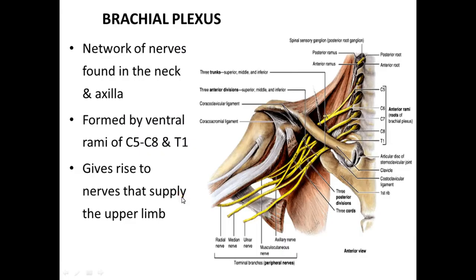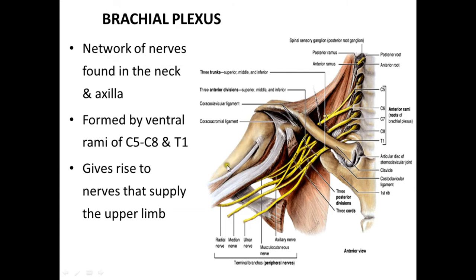Now the brachial plexus. A plexus is a bunch of nerves which form at a particular site. As the name indicates, the brachial plexus is a plexus of nerves which forms at the cervico-pectoral region. This is the cervical region, this is the pectoral region, and it supplies the brachium portion.